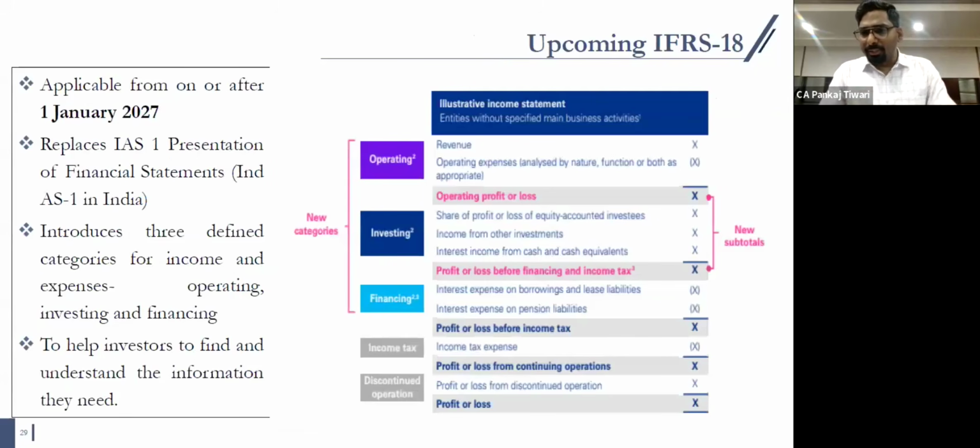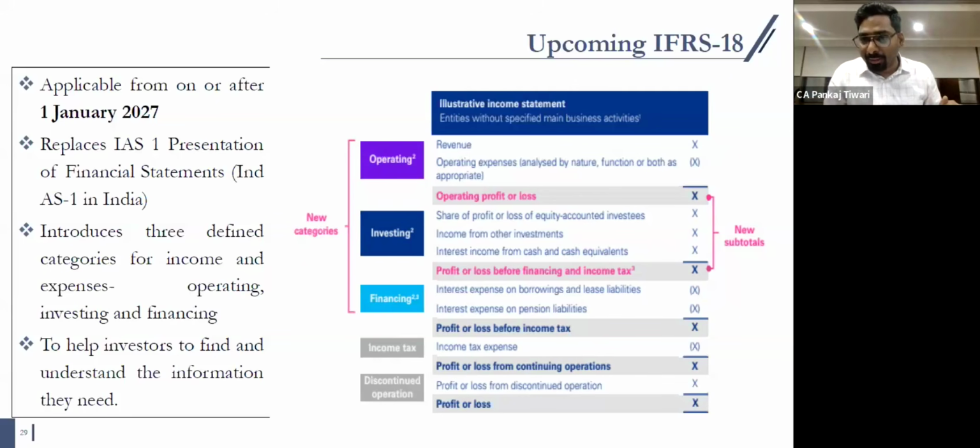Just to give you a bird's eye view, there's a whole project going on internationally, my friend. There's IFRS 18 which is coming up internationally, applicable from 1st January 2027, where the structure of the P&L will get clarified. So it will become very easy for all of us. For example, look at the illustration given in the PPT.